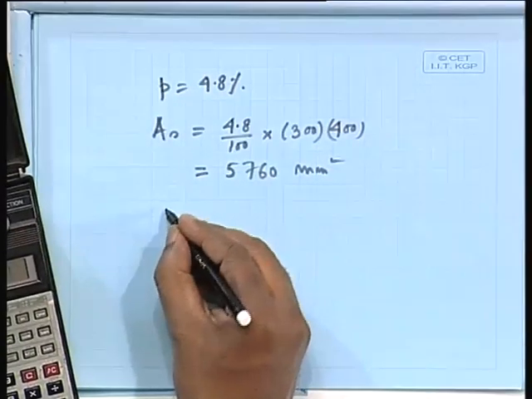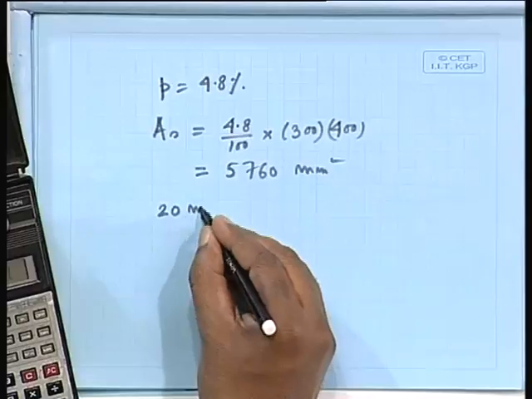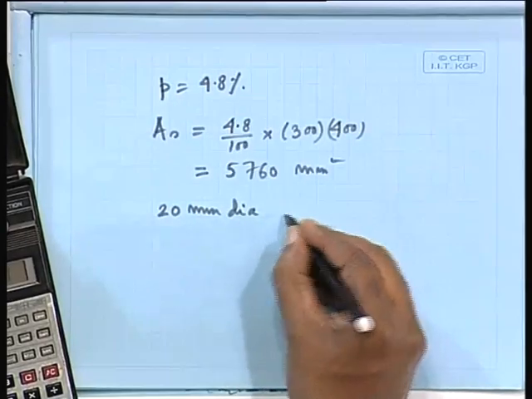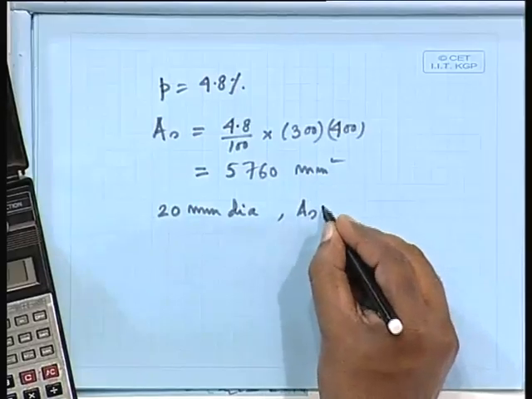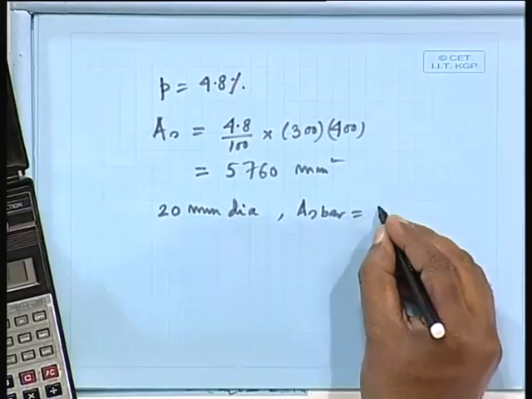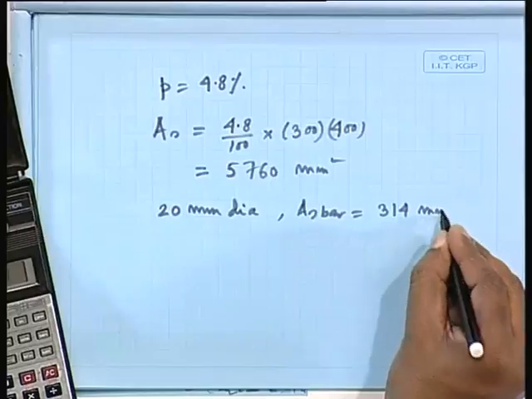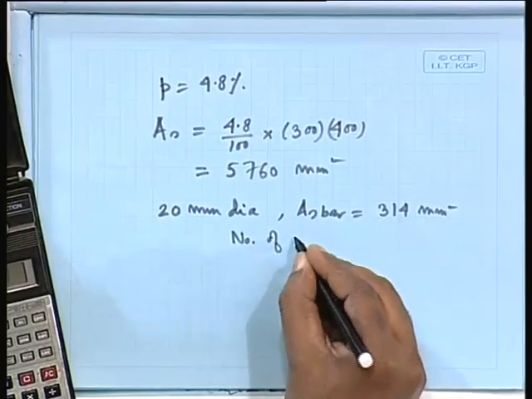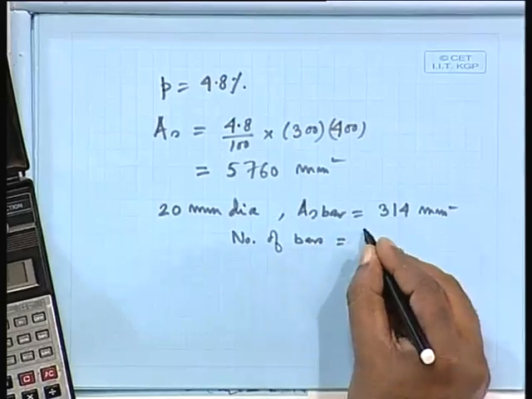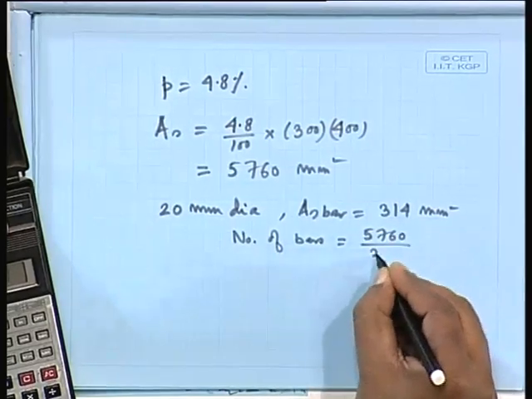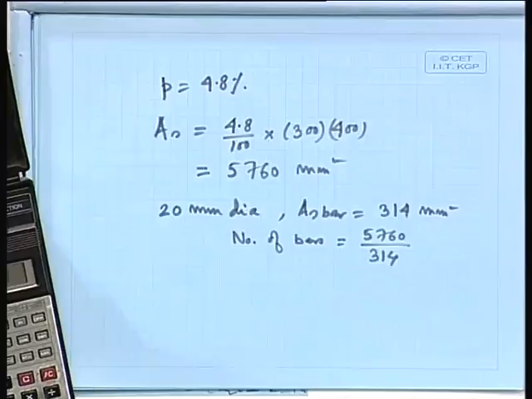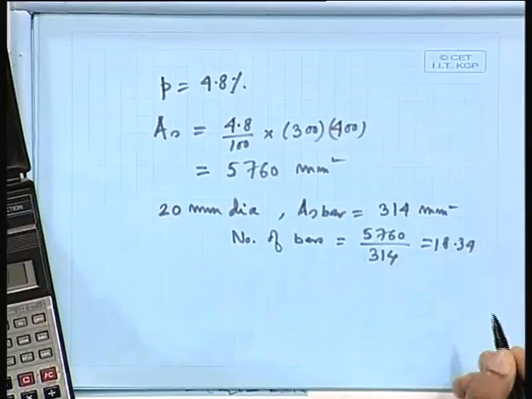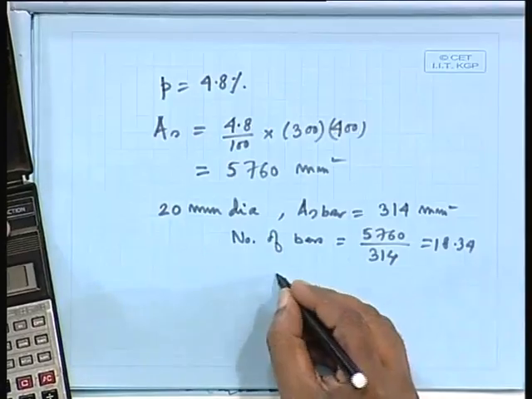The 20 millimeter diameter bar that we have assumed we shall provide has an area of 314 square millimeter, and the number of bars will be 5760 by 314, which is 18.34. That means at least we have to provide 20 numbers.